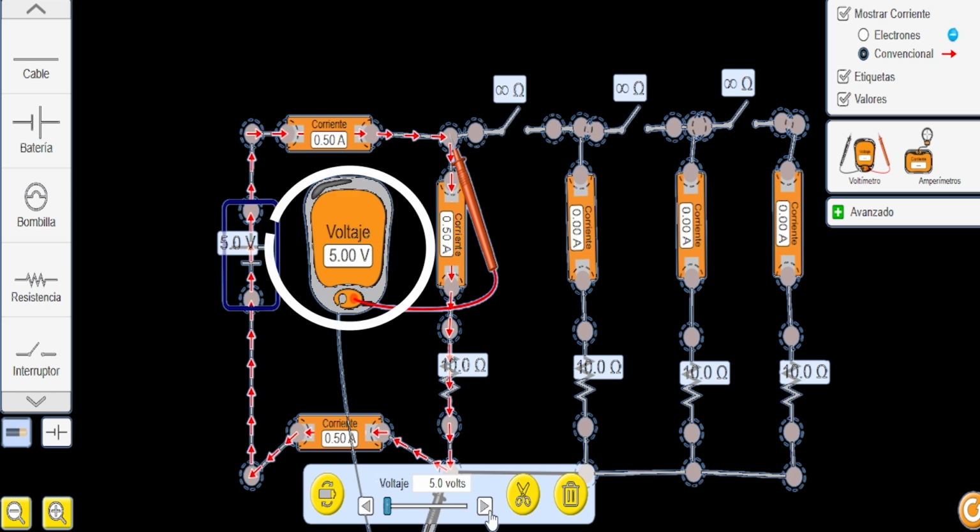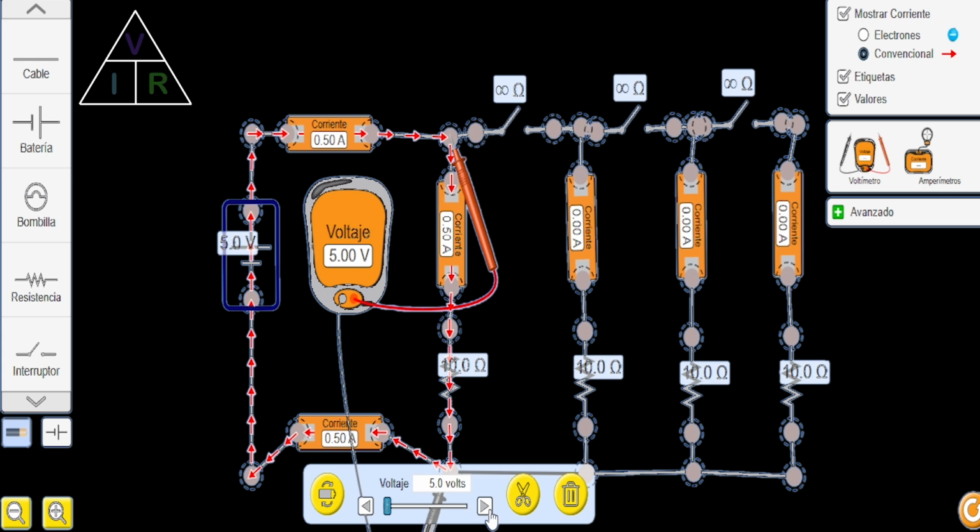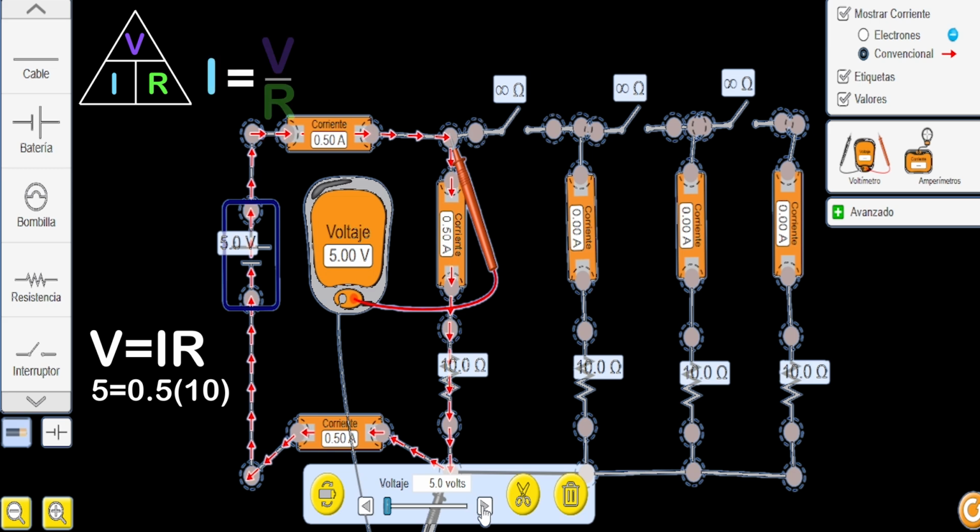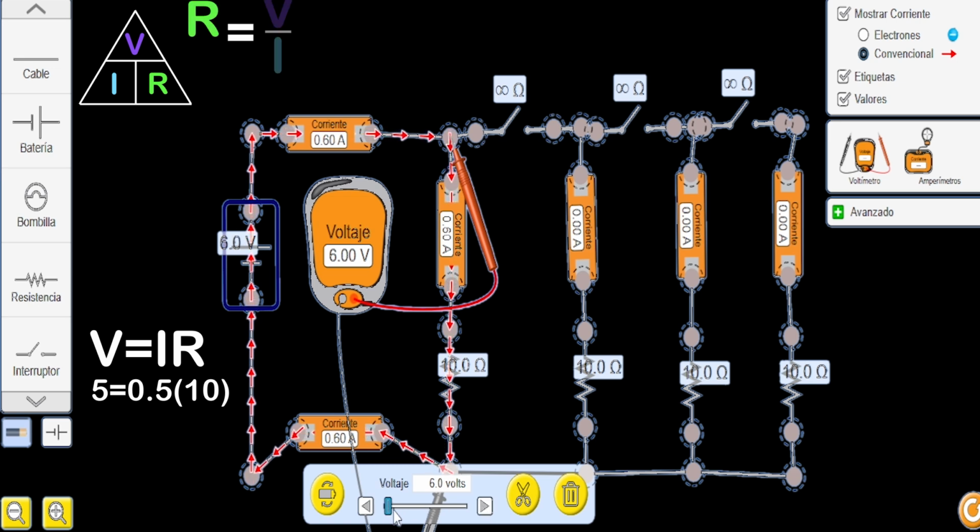In the initial state, we could clearly see that Ohm's law is perfectly obeyed. Remember that voltage is equal to current multiplied by resistance, or, in this specific case, 5 volts is equal to 0.5 amps multiplied by 10 ohms. And if we then increase the voltage, given that the resistance still remains at 10, what necessarily has to happen is that the current will grow.